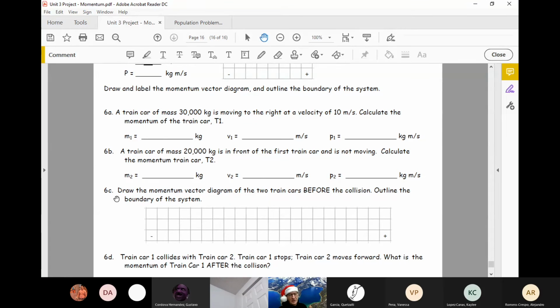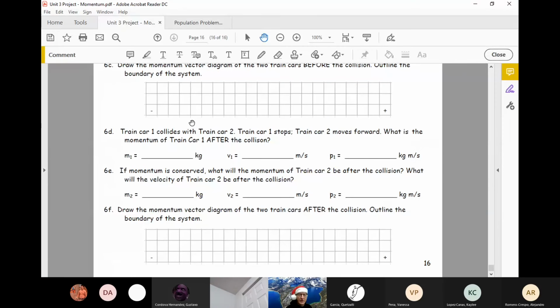Then, so this is ABC before the collision of these two trains. DEF will finish the project for you. This is now the same thing except after the collision. And there are a couple things to pay attention to. One is that when they collide, it stops the first car completely. So it is not moving now. So 6D, you're going to find the momentum of train car 1. Should be easy. After it collides, it's not moving. Also keep in mind it hasn't gained or lost any mass. But train car 2 moves forward.